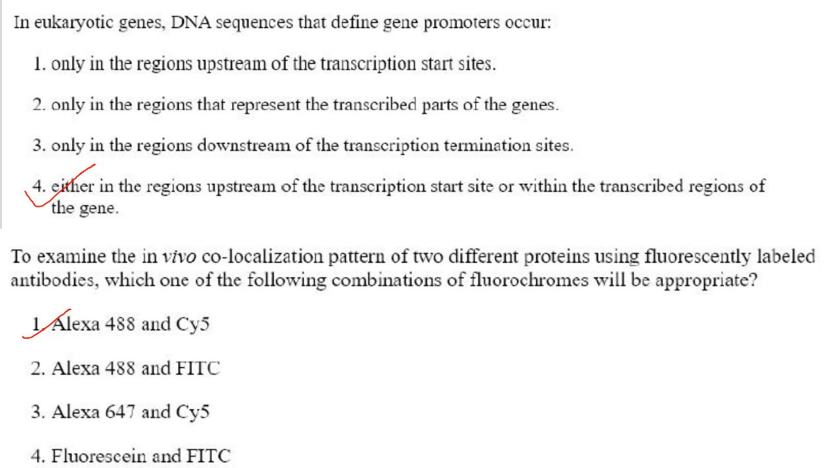Then next one. In eukaryotic genes, DNA sequence that define gene promoter occurs. So for RNA polymerase 2, it is upstream of the transcription start site. For RNA polymerase 3, they are located inside the transcribed DNA sequence and such promoters are called as internal or intragenic promoters. Now read the options.